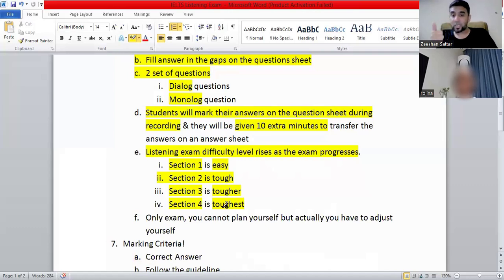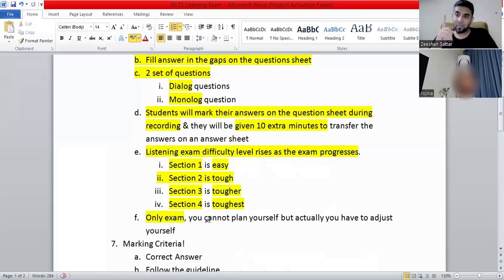Section 1 easy, section 2 tough, section 3 tougher, section 4 is the toughest section. On the exam, you cannot plan. It is the only exam in all 4 exam files: reading, writing, listening, and speaking, that you cannot plan for. I'm telling you one thing that is different.